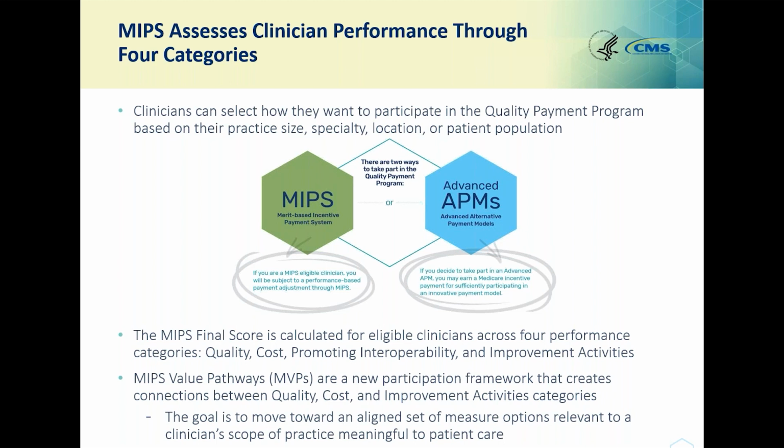CMS has developed a new participation framework called MIPS Value Pathways, or MVPs, as a way to connect the quality, cost, and improvement activity categories while maintaining the promoting interoperability category and population health measures in the foundational layer across all MVPs. The goal of the MVPs is to simplify participation in MIPS and to provide clinicians with a set of aligned measures across performance categories that are meaningful to their care practice. 7 MVPs will be available starting in 2023. Each of these MVPs include at least 1 cost measure.